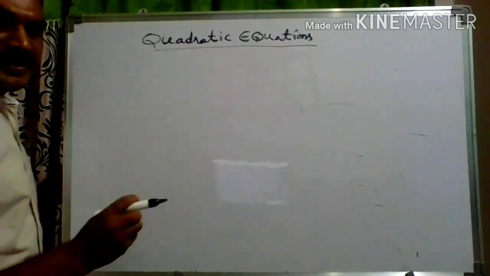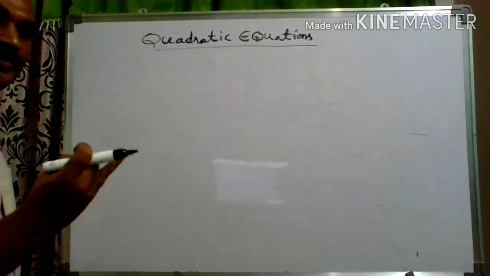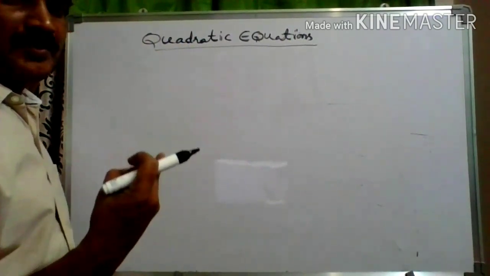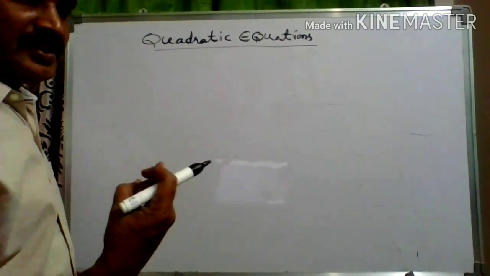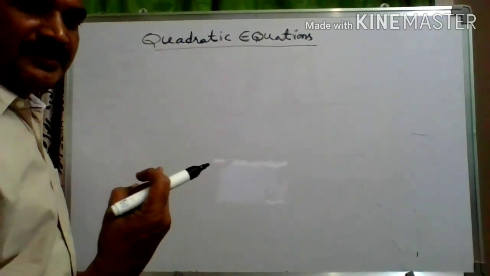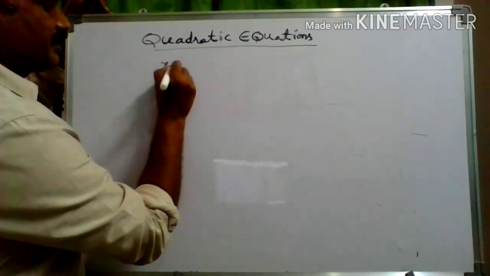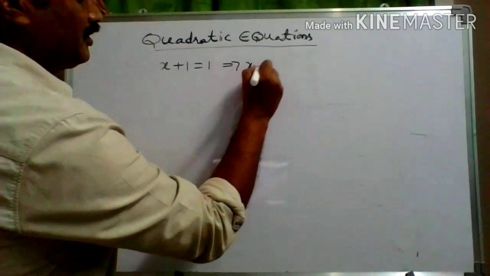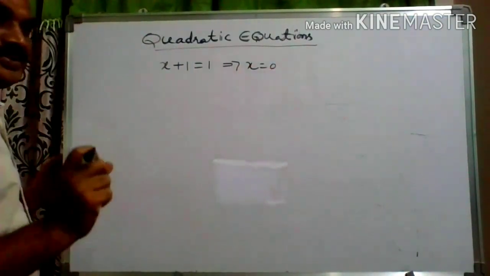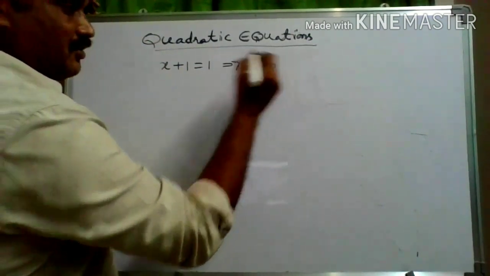Students, in the number system, natural numbers 1, 2, 3, etc., and whole numbers 0, 1, 2, 3, integers 0, plus or minus 1, next real numbers, minus infinity to plus infinity. Friends, first I'm taking an equation x plus 1 is equal to 1. Students, x is equal to 0.